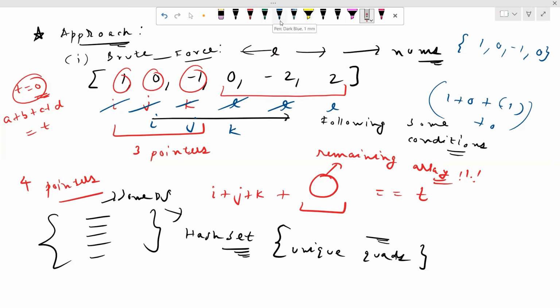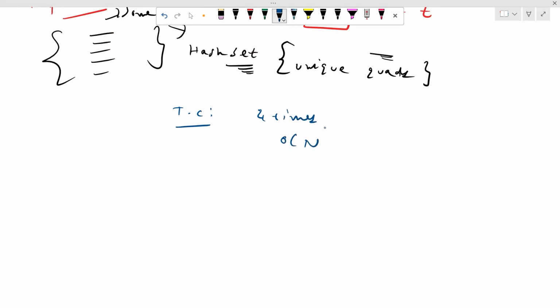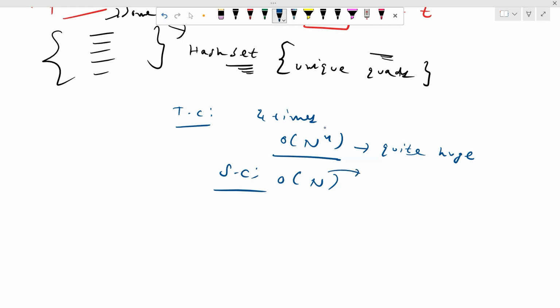So now let's discuss the time and space complexity for the same. Since we need to traverse over the array 4 times, it will require big O of n raised to the power 4 time complexity, which is quite huge, right? And space complexity would be big O of n, because we are using a hash set for storing the unique elements, right? So now let's try to reduce the time complexity because its time complexity is quite large. So we'll try to figure out how we can reduce the time complexity, right?